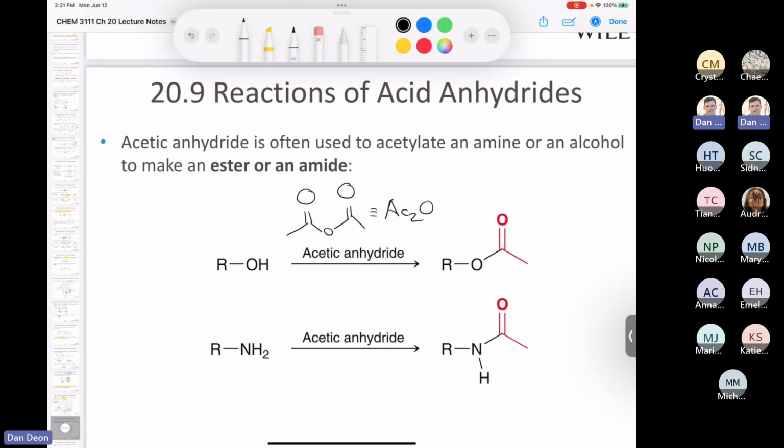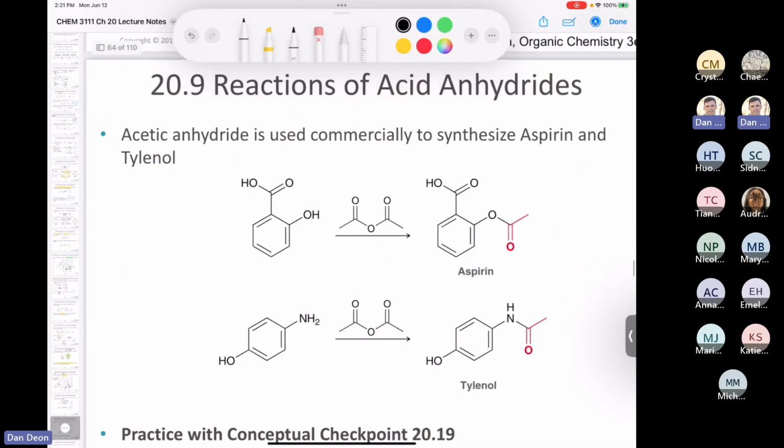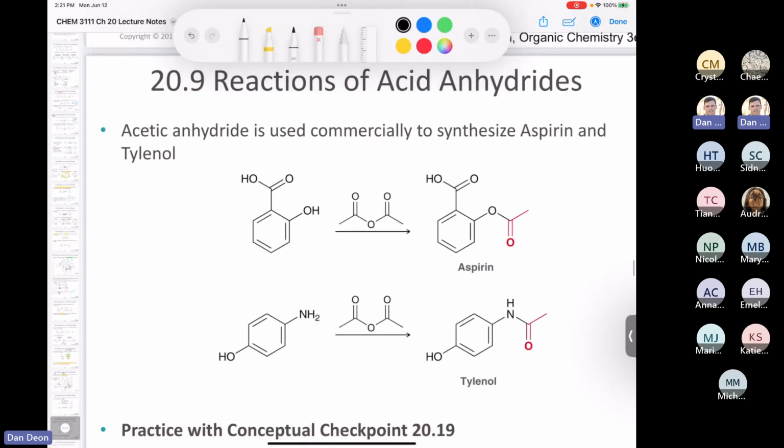We actually use that to do what we call an acetylation reaction. So you can acetylate an alcohol, or you can acetylate an amide. And the reason why this reaction gets its own slide is because it's very common to do acetylation reactions. In fact, two drugs that you would know use acetic anhydride to do acetylation reactions.